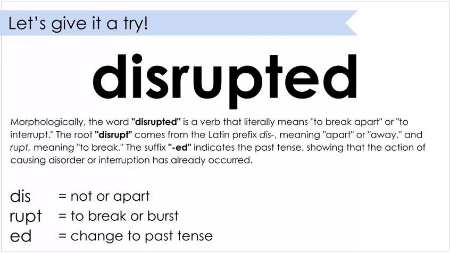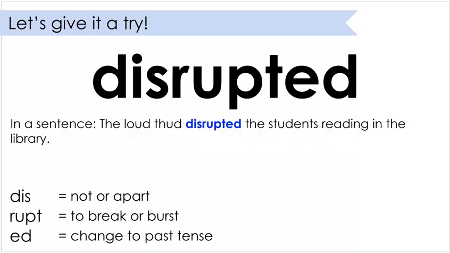Morphologically, the word disrupted is a verb that literally means to break apart or to interrupt. The root disrupt comes from the Latin prefix dis, meaning apart or away, and rupt, which means to break. The suffix ed indicates past tense, showing that the action of causing disorder or an interruption has already occurred. It's already happened. In a sentence, we might say, the loud thud disrupted the students reading in the library.